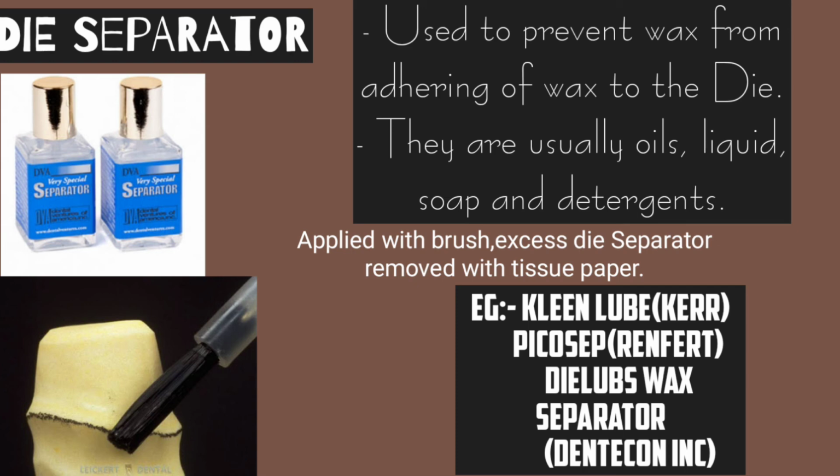So what materials are we using as die separator? First is Kaolin leaf, second is Picosep, and third is Die Lube wax separator. Okay, so this is all about the die spacer and die separator.